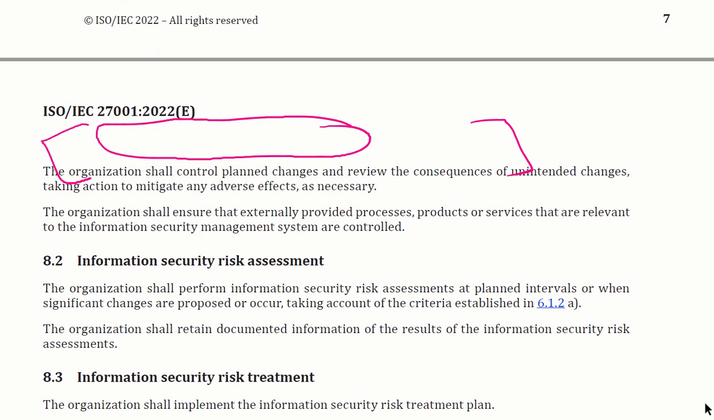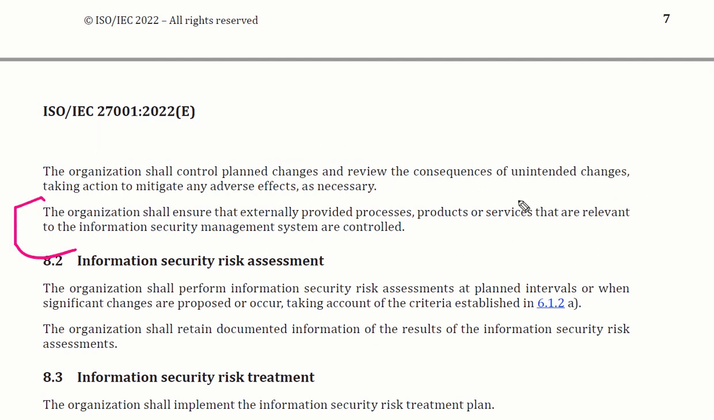And something at the end, if you see: the organization shall ensure externally provided processes, products or services that are relevant to the information security management system are controlled. So now they have focused on externally provided services also, because nowadays everyone is taking services, cloud-based services. So more focus has been placed in the new standard on externally provided products and services. So this has been added.